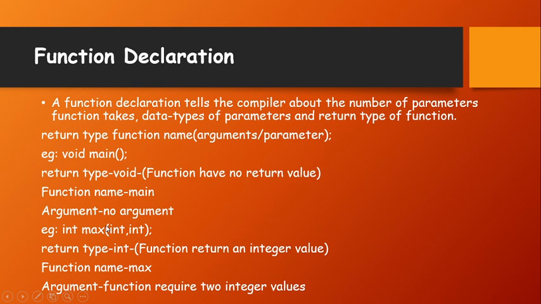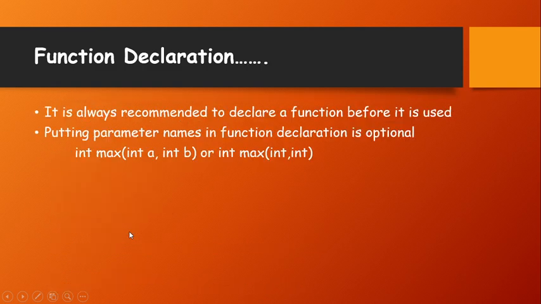Consider another example. int max(int, int). What does it mean? Name of the function is max. It will take two inputs, integer inputs, and after completing the function, it will return an integer value. So here, for void main, the return type is void, function name is main with no arguments. Here return type is int, function name is max, arguments are two. Here we are not specifying the variables; that we'll see in the next slide.